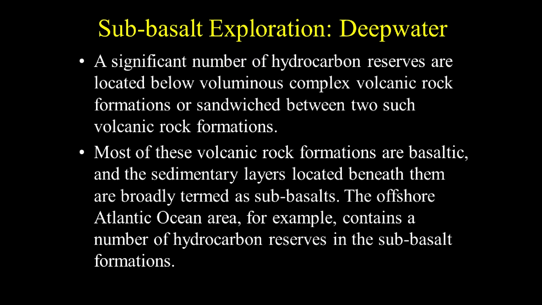Let's now talk about the final type of traps that the exploration and production industry is trying to image these days. A significant number of hydrocarbon reserves are located below voluminous complex volcanic rock formations or sandwiched between 2 such volcanic rock formations. Most of these volcanic rock formations are basaltic, and the sedimentary layers located beneath them are broadly termed as sub-basalts. The offshore Atlantic Ocean area, for example, contains a number of hydrocarbon reserves in the sub-basalt formations.